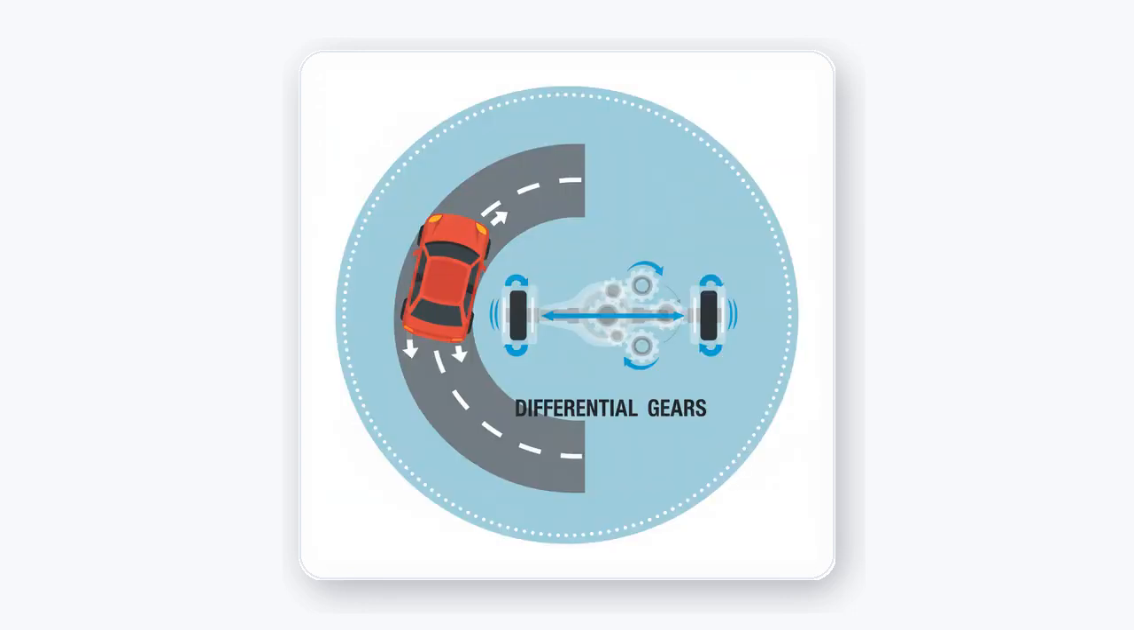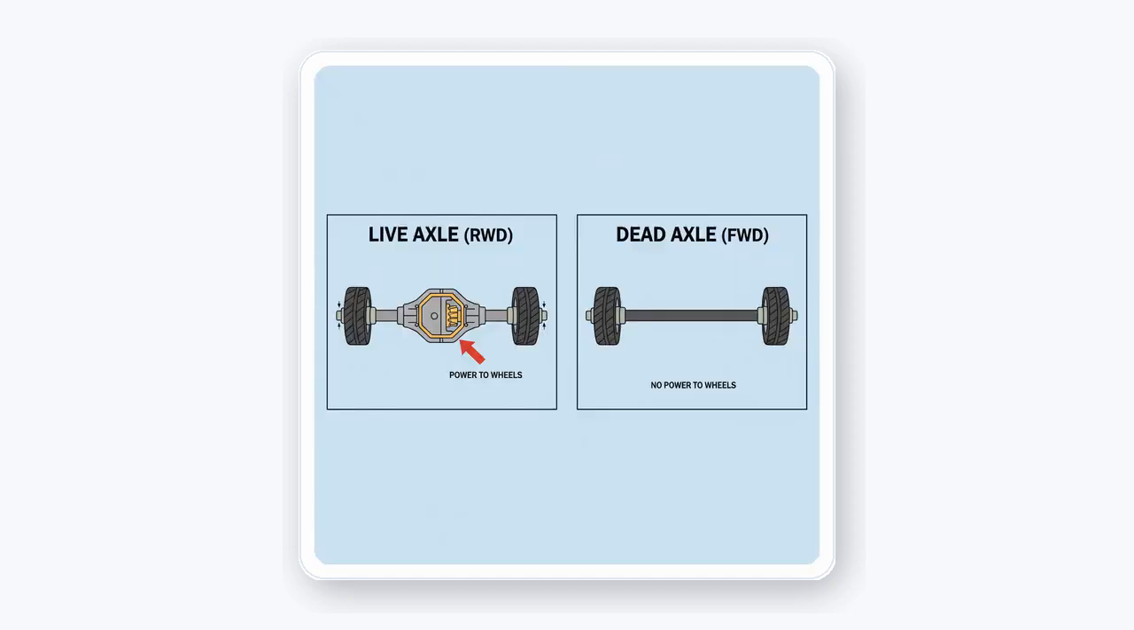Crucially, the differential allows the wheels to rotate at different speeds. This is essential when turning a corner, as the outside wheel must travel a greater distance than the inside wheel. We must distinguish between a live axle, which drives the wheels, and a dead axle, which simply supports the wheels, like at the back of a front-wheel drive car. Knowing the customer's vehicle layout is vital for selling the right parts.